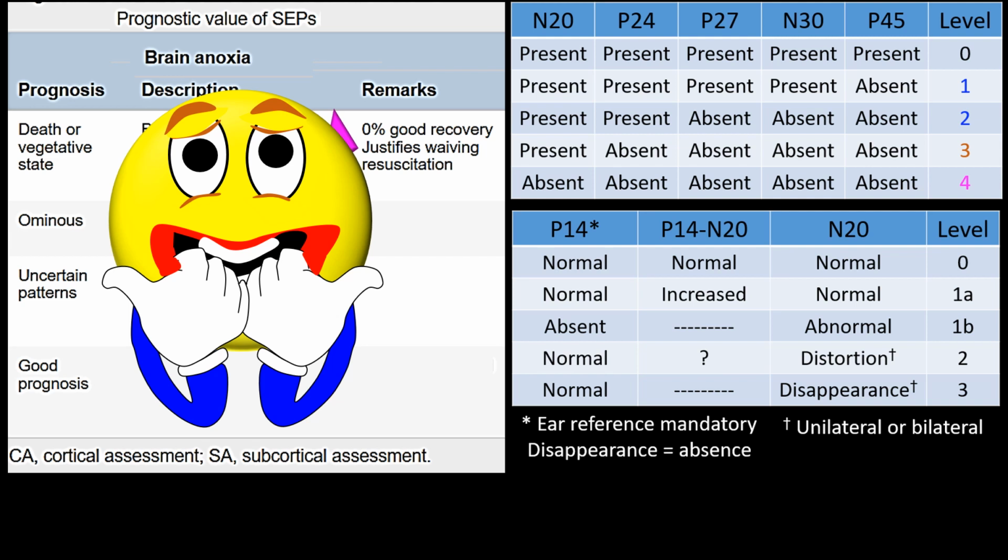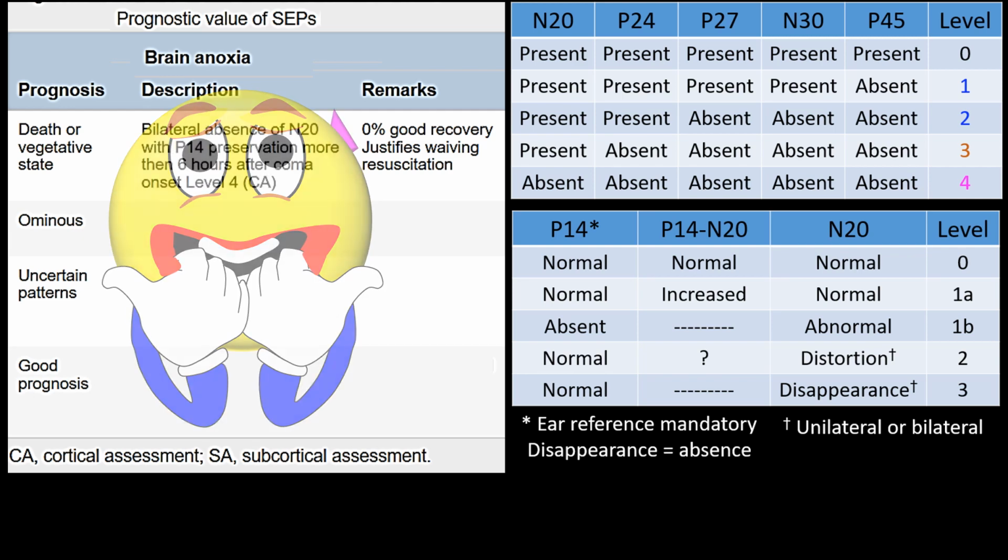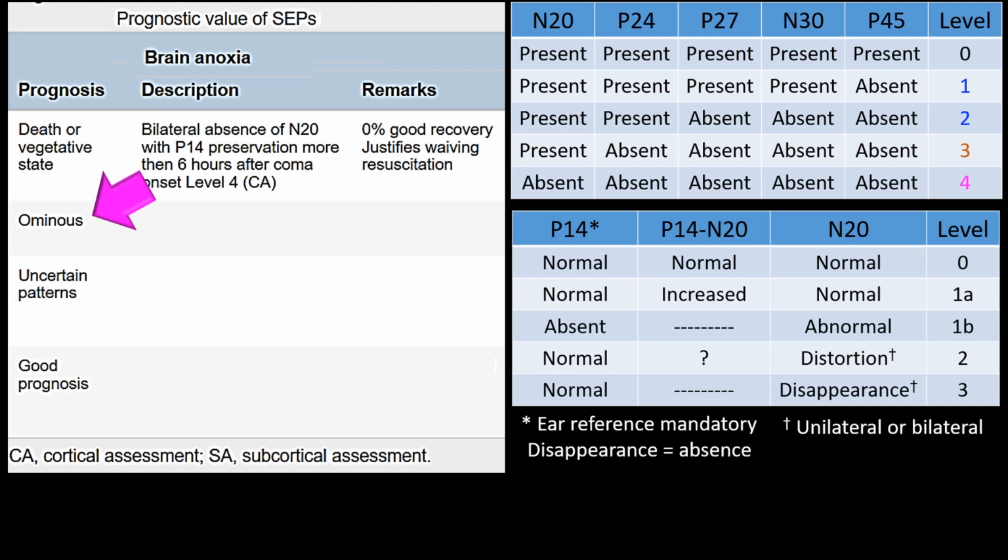I find this last comment scary. 42 years of practice in medicine has wiped out any certainties regarding prognosis that I ever had. So, be it as it may, the use of the term ominous prognosis was reserved for those patients with level 3 cortical assessment. This implied those patients with only N20 potential being normal. The rest, from P24 to P45, being abnormal. And I assume that these patients will fall in level 2 in the subcortical assessment scale.